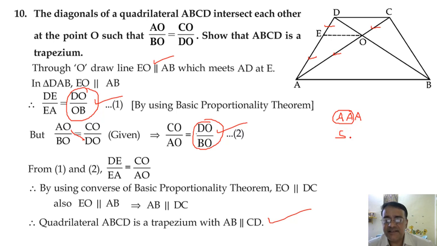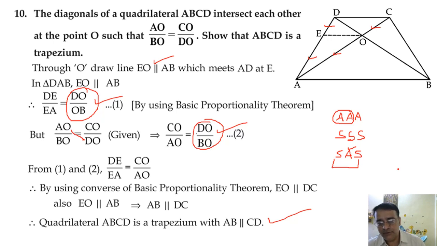The next one is SSS. If the ratio of three corresponding sides are equal, then the triangles are similar. Next one is SAS. If the ratio of two corresponding sides are equal and the included angles are equal, then by SAS criteria the two triangles are similar. These are the introduction and details of similarity of triangles. Its proof does not come in the exam.